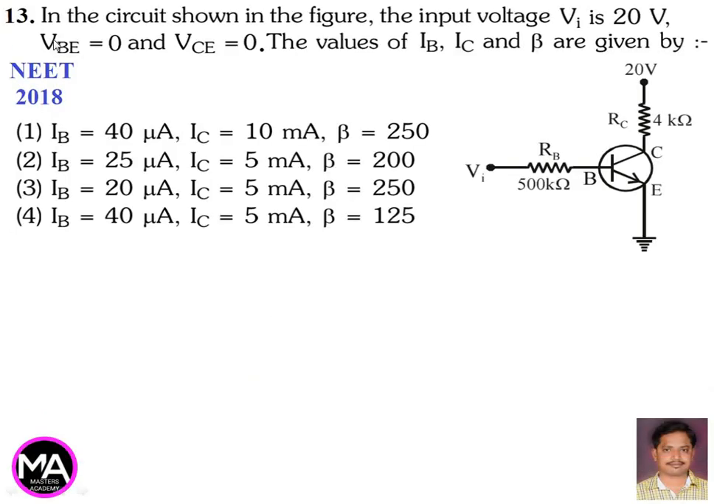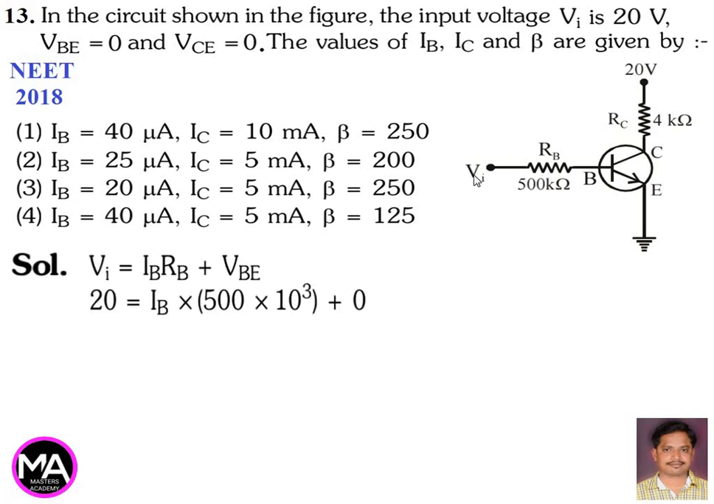Next problem, 13th one. In the circuit shown in the figure, the input voltage Vi is 20 volt, VBE, that is base emitter voltage, is 0, VCE, collector emitter voltage, is 0. Then the values of IB, IC and beta are given by 4 options. So now we know that the input voltage Vi is given by IB into RB plus VBE. Vi is given as 20. IB into what is RB? It is 500 kilo ohm plus VBE is 0. Therefore, IB is equal to 20 divided by 500 kilo, which is equal to 40 microampere.